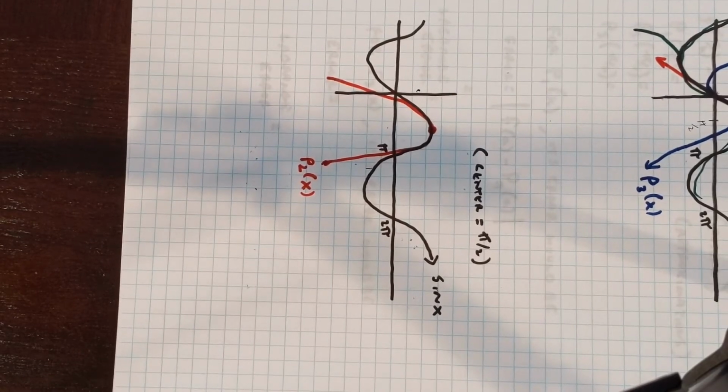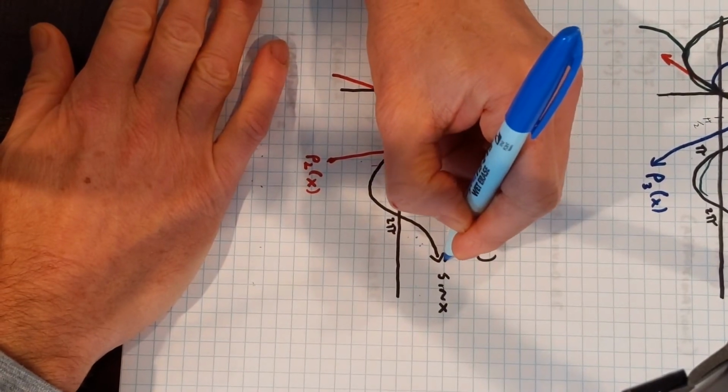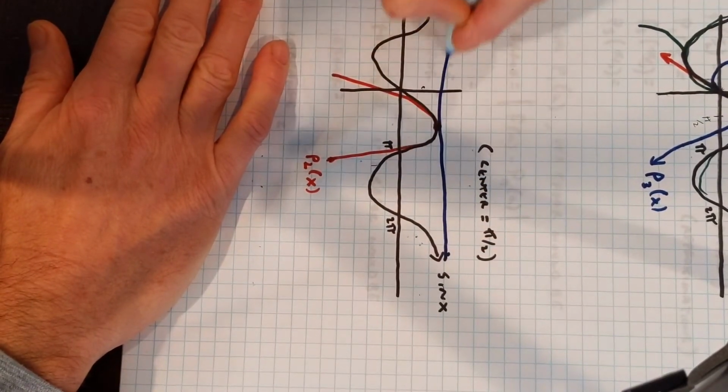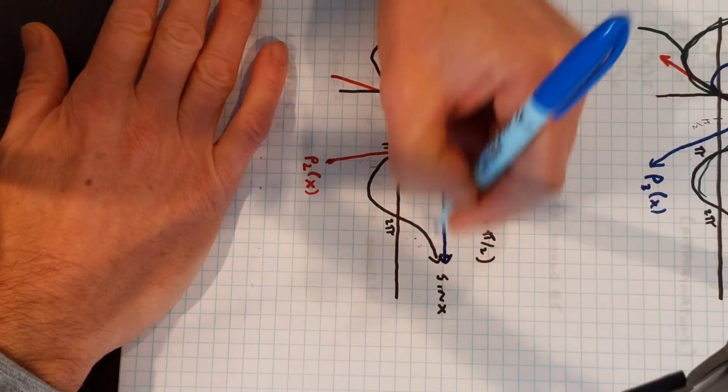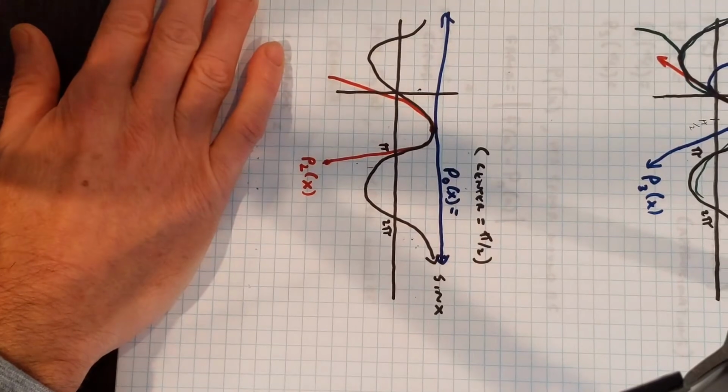Actually, I skipped one. There's a P0 function. If I have the P0 function, then let's go backwards here. P0 is basically, if you have no power, that's a horizontal line. That would be this line right here. The P0 function is actually 1.